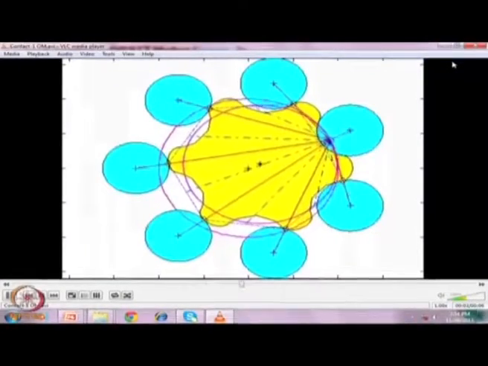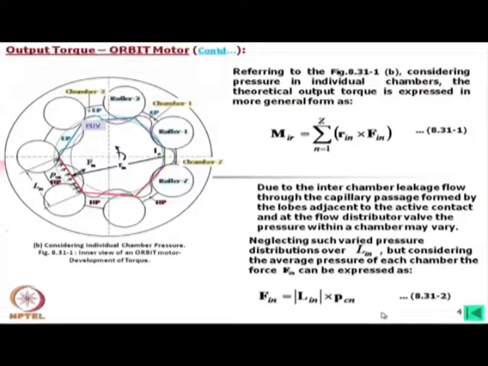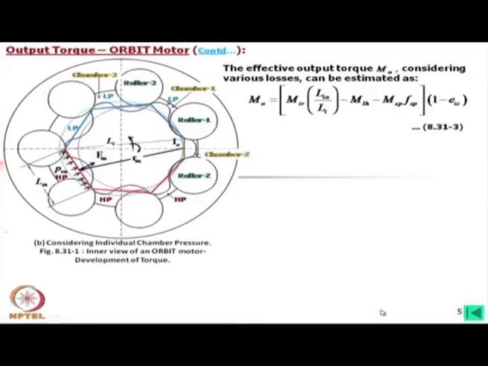We can define these distances and lengths in vector form, and we can do the vector multiplication. In that way torque can be calculated. Now, what we have calculated so far is the ideal torque output of such a machine.